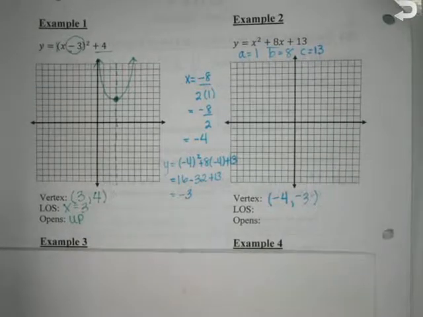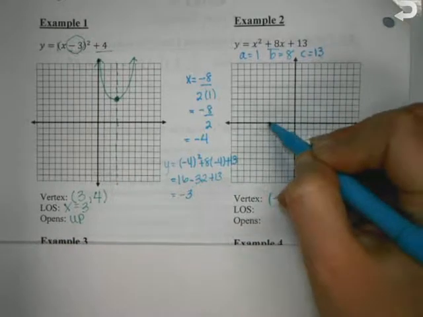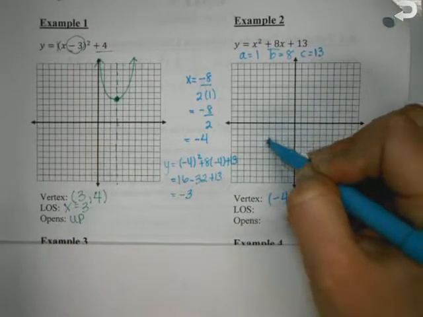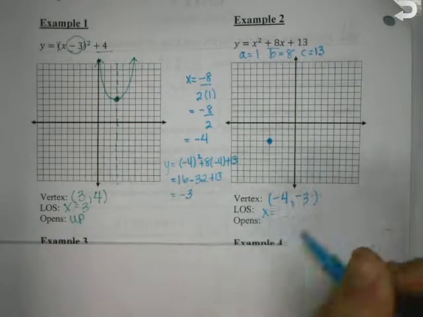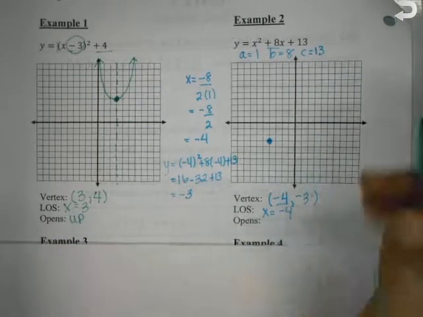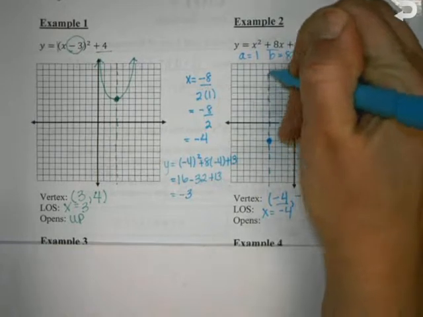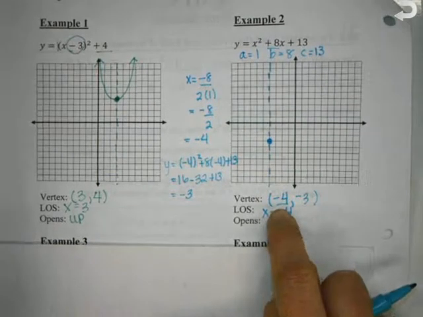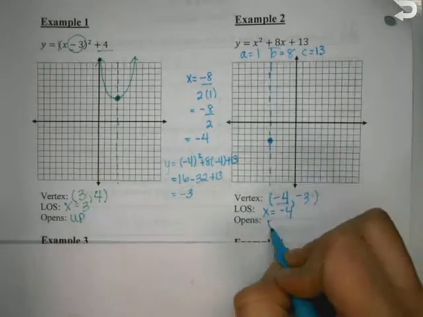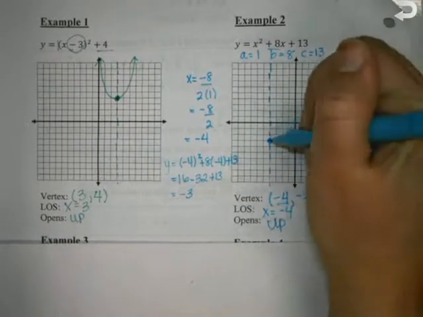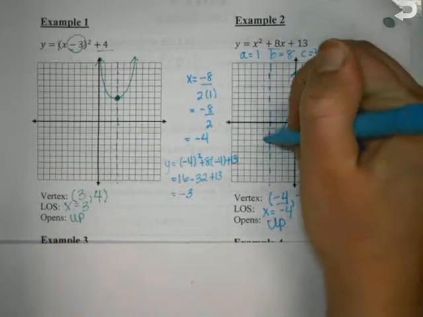So let's graph that first. 1, 2, 3, 4. 1, 2, 3. Line of symmetry is x equals what? Negative 4. You get the LOS just from the x-coordinate. And does this one open up or down? This one is also opening up because A is positive. So we're just going to sketch it. Make sure it's symmetrical around the line of symmetry. It's opening upwards.